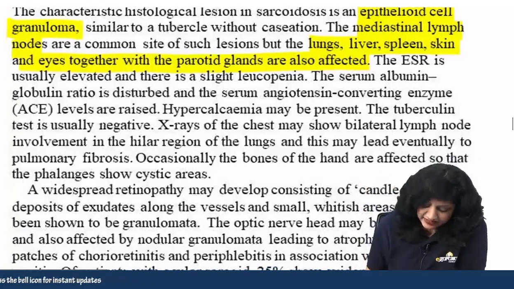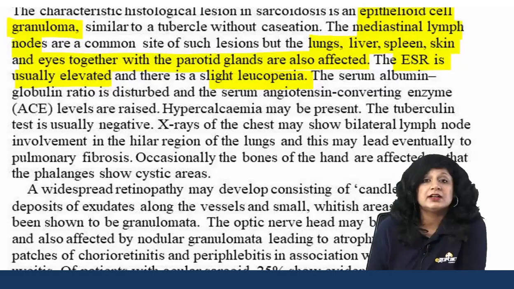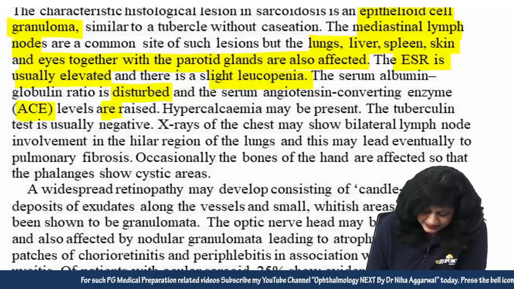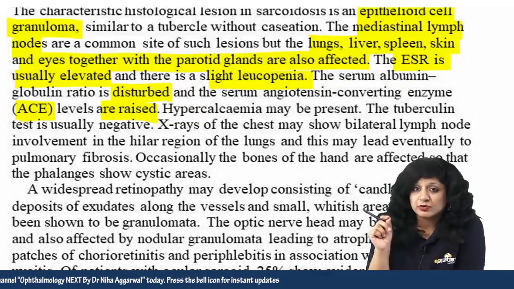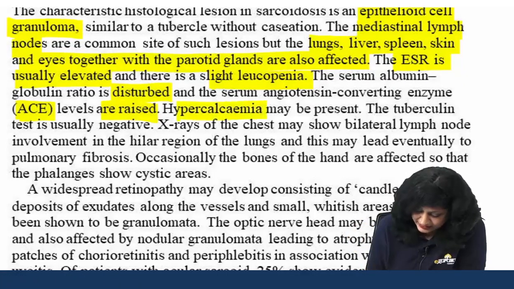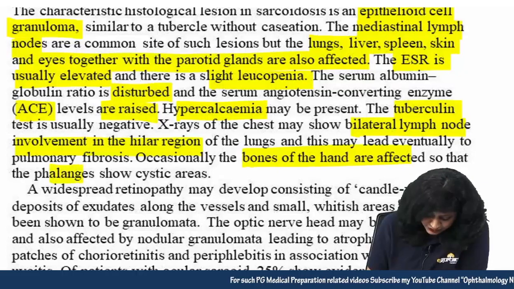The ESR is usually elevated and leukopenia will be there. If I see the serum enzymes, the AG ratio is disturbed, then we also have serum ACE levels raised. Now ACE levels increased is very typical of sarcoidosis. Mediastinal lymph nodes are again very specific. Hypercalcemia is there, tuberculin test will be negative, X-ray shows bilateral lymph node involvement in the hilar area, bones of the hand are affected, and phalanges show cystic areas.